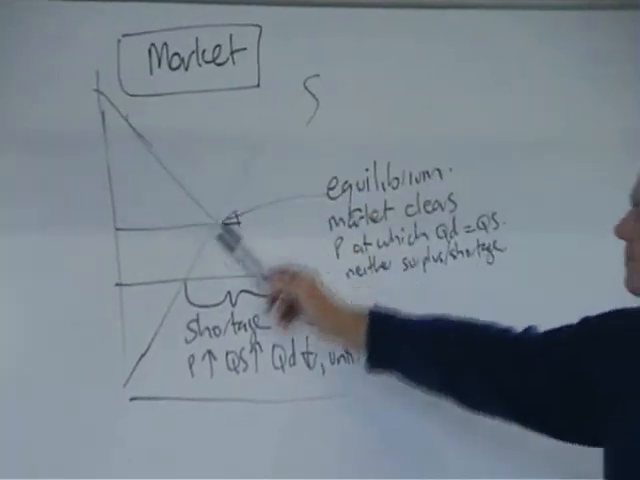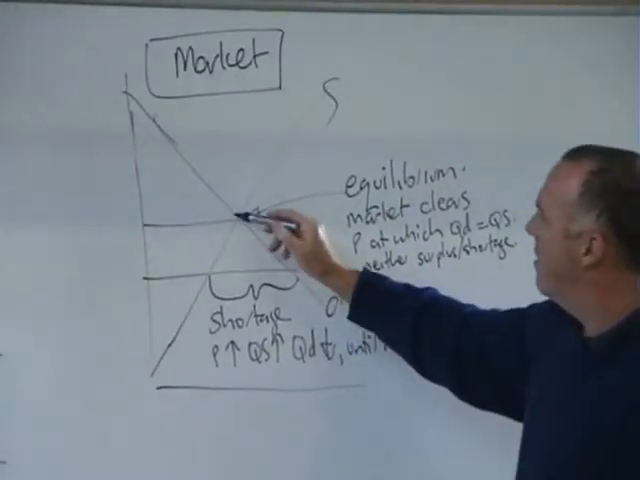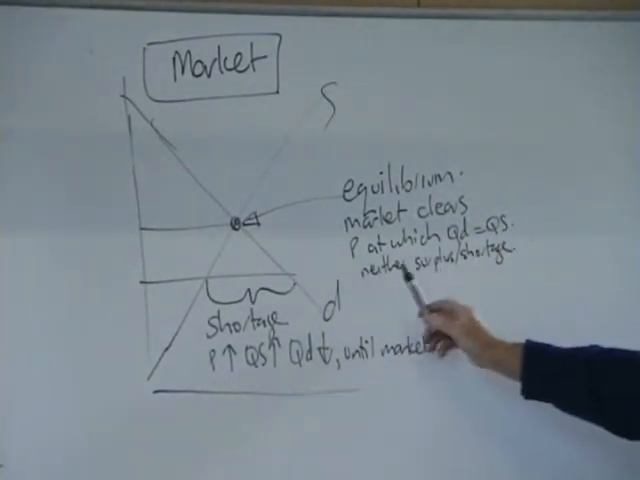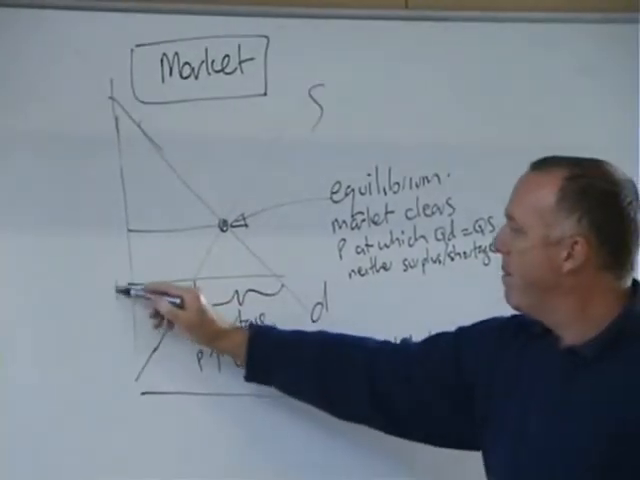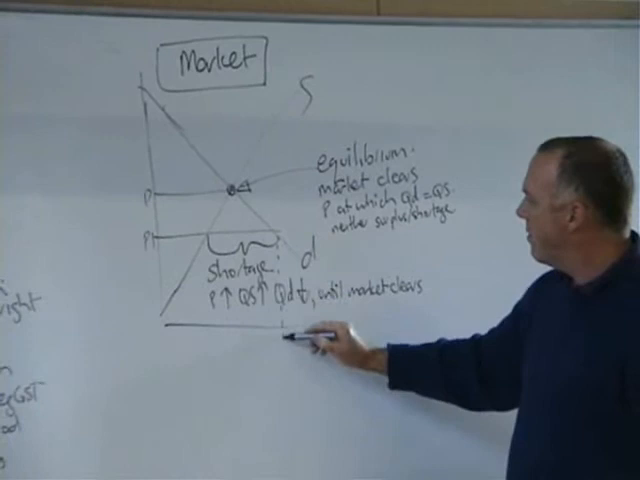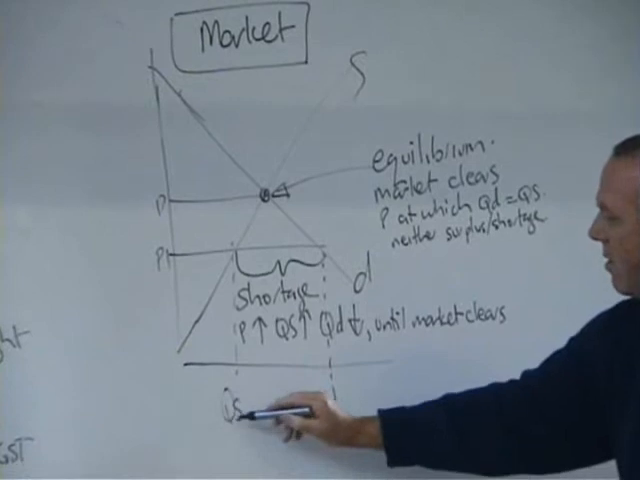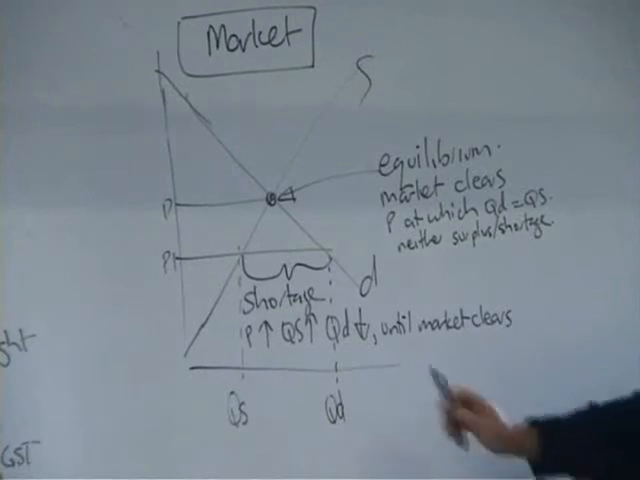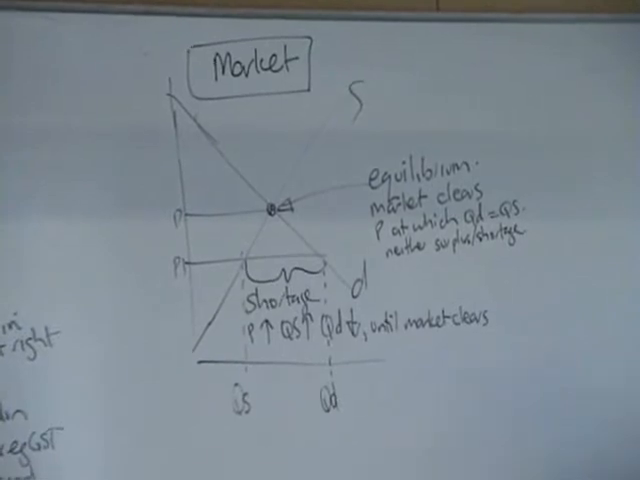Combining the two graphs, we get the market situation. This is the point that we're after here, where the market will clear. It's the price at which your quantity demanded equals the quantity supplied, and there is neither a surplus nor a shortage. Prices below the equilibrium, P1, there will be a shortage, because this here is what people want, that's the quantity demanded. This is what firms will supply, that's quantity supplied. Price will go up, and as the price goes up, quantity supplied will go up, quantity demanded will go down, until the market clears at the equilibrium position.